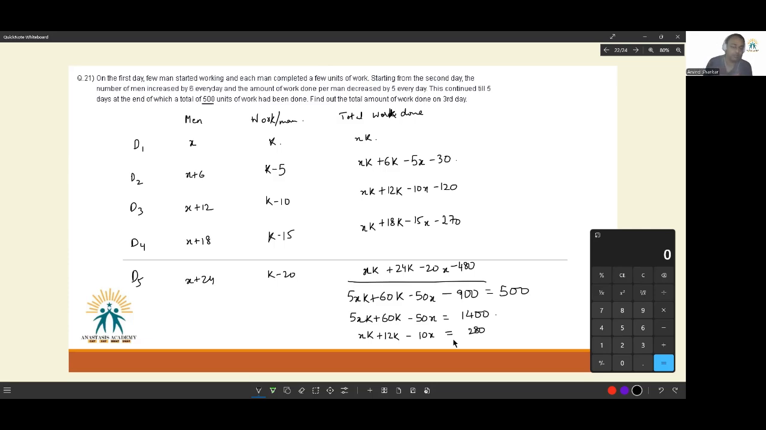Now this is where attention needs to be paid. Find out the total amount of work done on the third day. On the third day, the total amount of work done was this much. This is the variable part, and I know this variable part to be 280. So the work done on this day is 280 minus 120, or the final answer is 160. What is the value of X? What is the value of K? How much work was done on other days? We don't know, we don't care. The only thing we care for is that on day 3, 160 units of work were done.